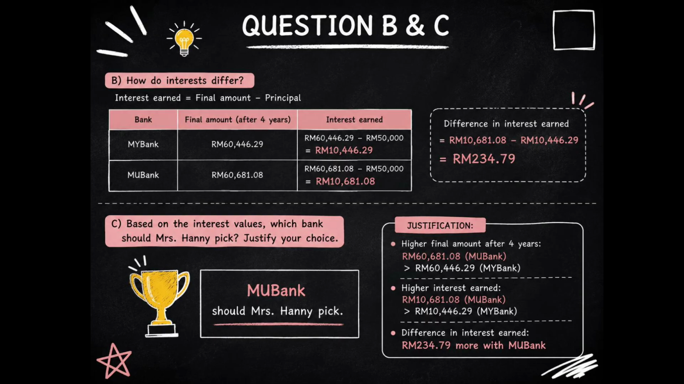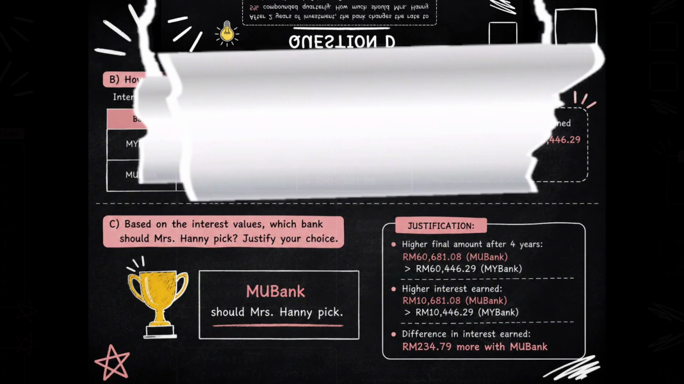And Part C, bank selection. Based on the calculation, Ms. Hanis should choose MU Bank. This is because MU Bank provides a higher future value of 60,618 ringgit and 8 cent, and generates more interest than my bank.